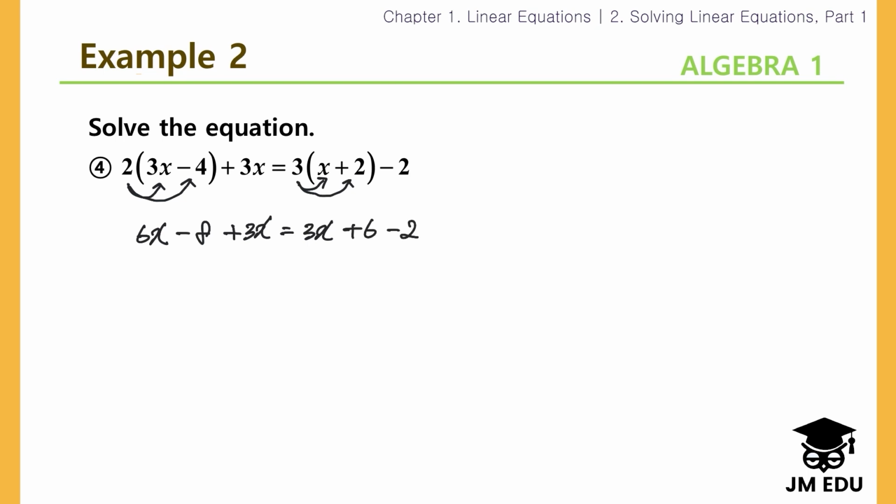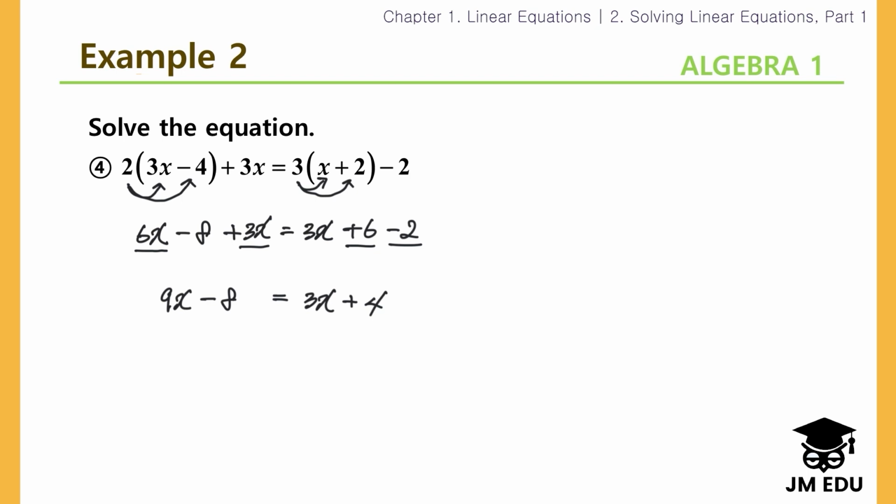Right? So we have 2 x terms on the left hand side, 2 constants on the right hand side. So let's simplify each side first. So 6 plus 3, that's 9x, and we have minus 8 is equal to 3x. 6 minus 2, that's plus 4.